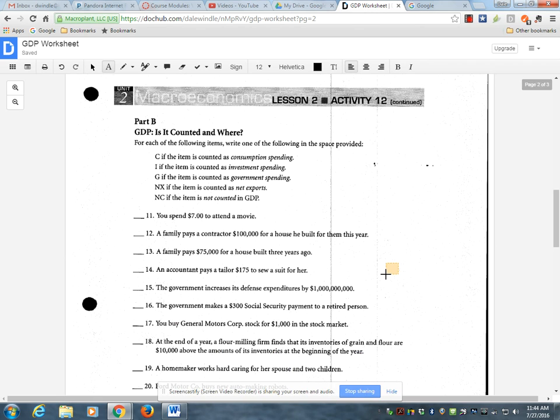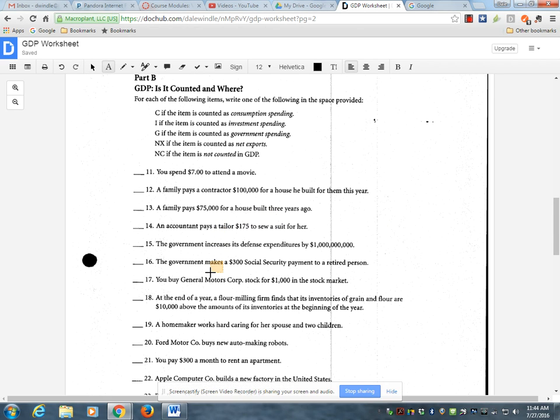Okay, the second page wants to know, well, is it included or not? But also, if it's included, in which of the 4 categories of GDP is it? Consumption, investment, government, or net exports. So let's look at a few here.